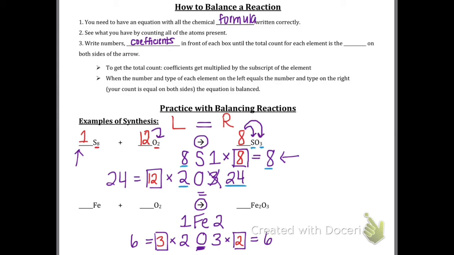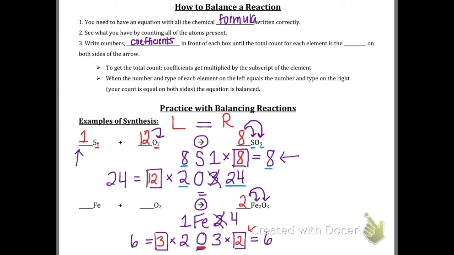Now, this 2 right here is on the right-hand side, so I need to find the oxygen that is on the right-hand side. It's right here, and put that 2 in front of the whole thing. Now, once I put that 2 in front of the whole thing, I have to remember that it affects everybody. So 2 times 3 is the 6 oxygens, but now I don't have 2 irons anymore. How many do I have? 2 times 2 is now 4.